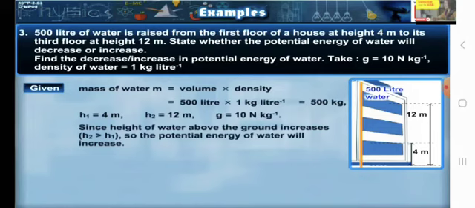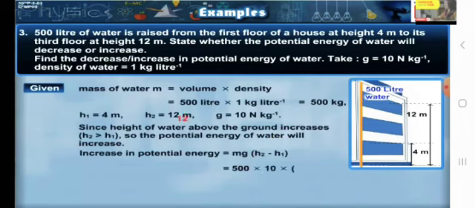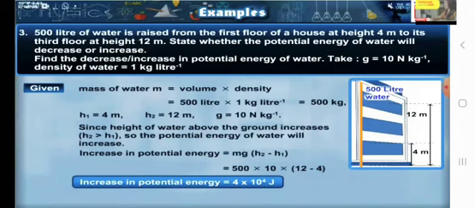Since the height of water above the ground increases, h2 is more than h1, so the potential energy of water will increase. Increase in potential energy is equal to mg into h2 minus h1. Let's substitute the values. It is equal to 500 into 10 into 12 minus 4, which equals 4 into 10 raised to 4 joules.